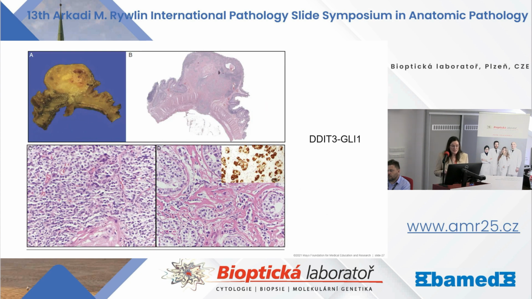In terms of the other cases in this paper, one of the cases had a DDIT3-GLI1 fusion. We can see histologically this one again is distinctly biphasic, so we have those spindle to ovoid monotonous cells, and then we have these distinct glandular elements which were strongly positive for cytokeratin.